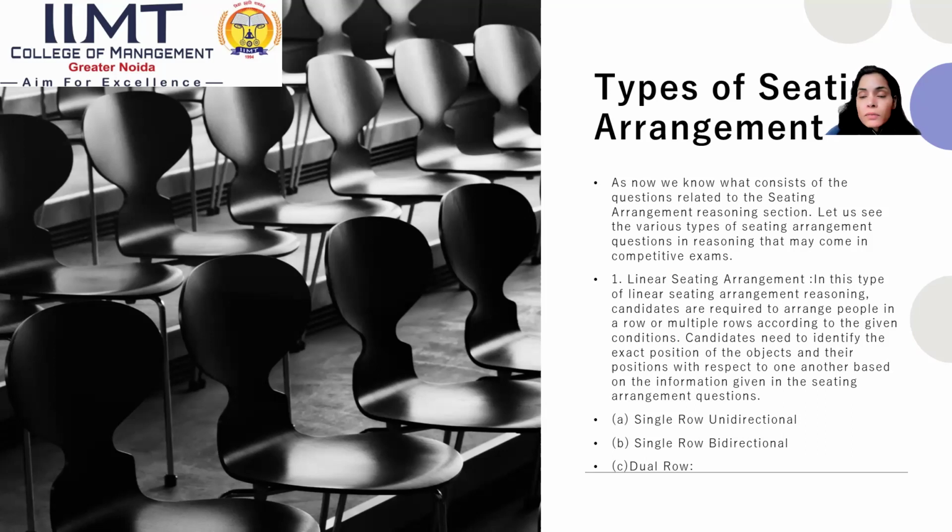For example, row A or bench A and bench B or row B. Then the question will be that some persons, 3 or 4 persons, are sitting on both benches or lines. Then we will arrange the information according to those conditions.